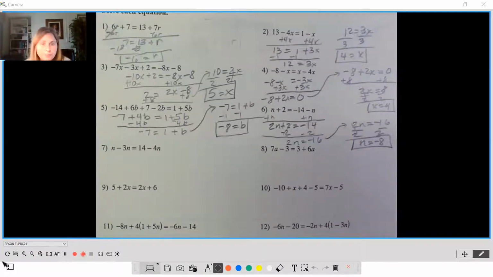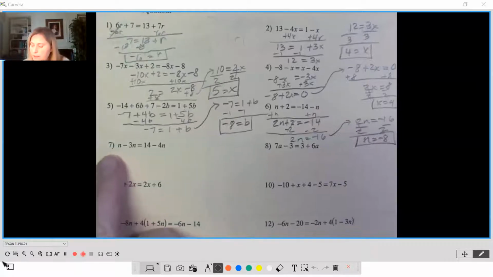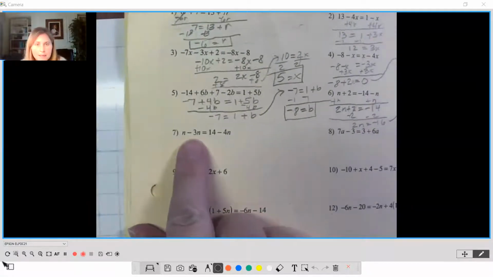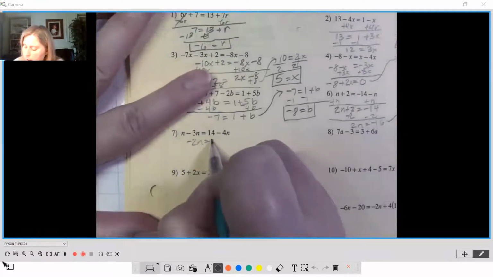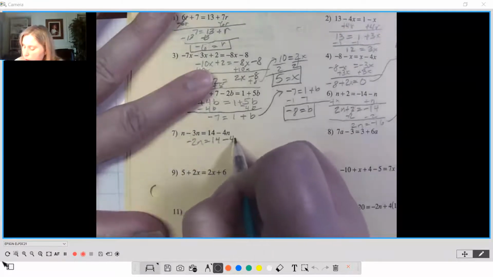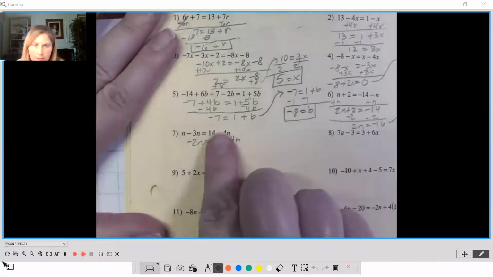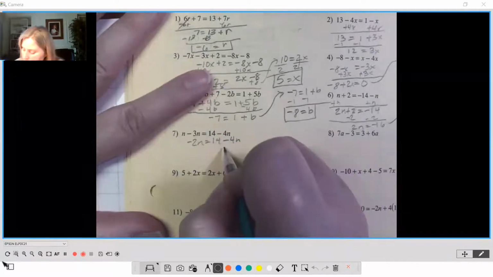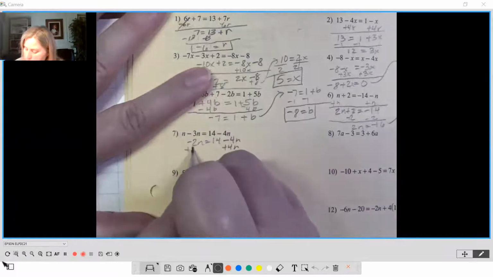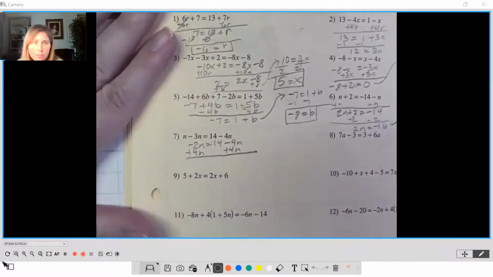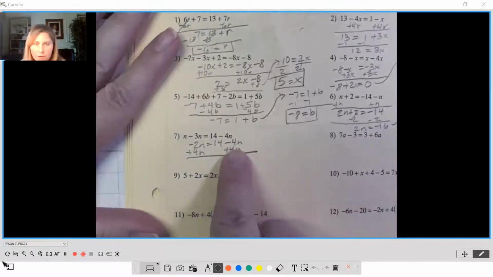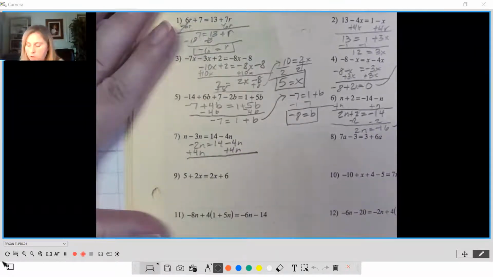All right, number 7. Again, we need to simplify this left-hand side. N minus 3n is -2n. Then bring down the equals 14 minus 4n. I will add 4n to each side. And you could add 2n to each side as well. You just would have a negative there to work with. It works both ways equally as well.